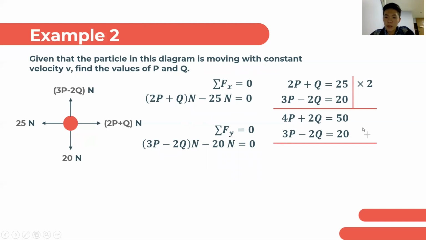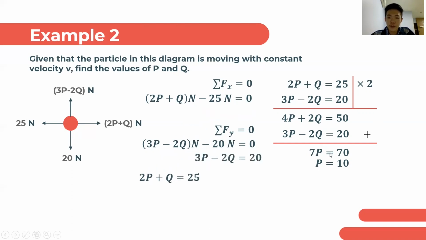And adding them gives us 7p equals 70. We add this because 2q and negative 2q have different signs. So to eliminate them, we need to add them. So 7p equals 70. Dividing both sides by 7 gives us p equals 10.